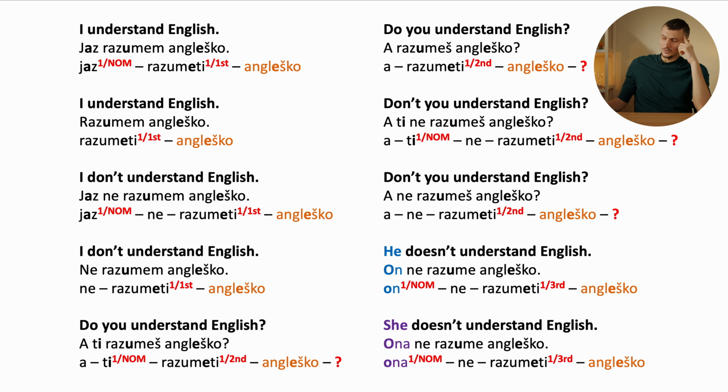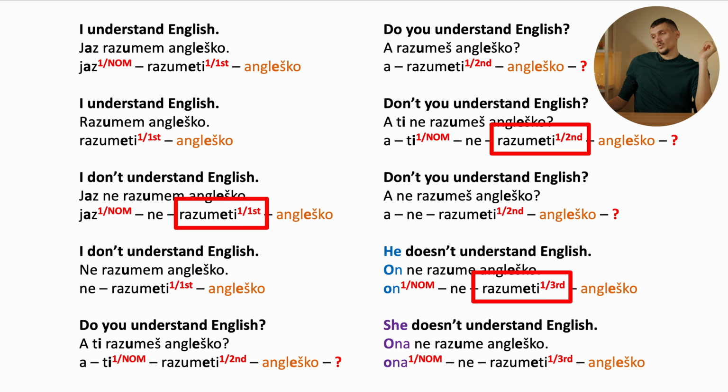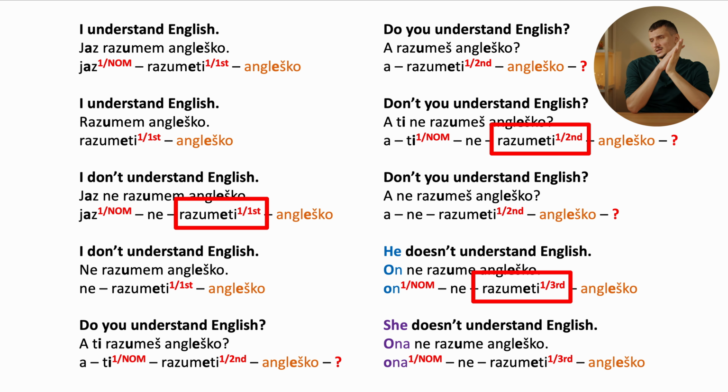And again, if we take a look at 3 random examples, here we have razumeti, and it is saying singular, first person, that's I, and so razumem. Razumem is I understand. Here we have razumeti 1/2, that is the singular second person, which is you, that's ti, and the verb is razumeš, so that's you understand. And here we have singular third person. The singular third person is either a he or a she. The verb is the same in both cases. It is razume. Razume.